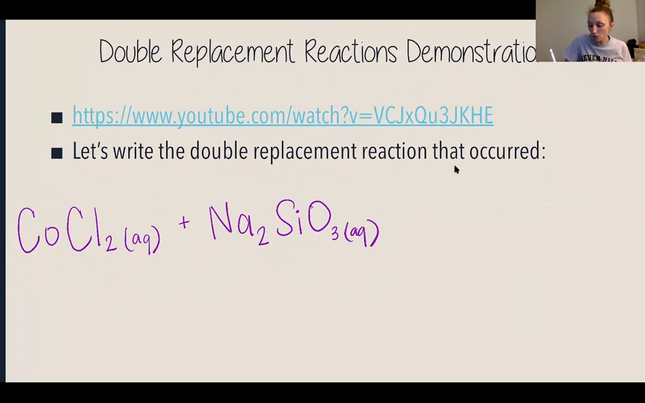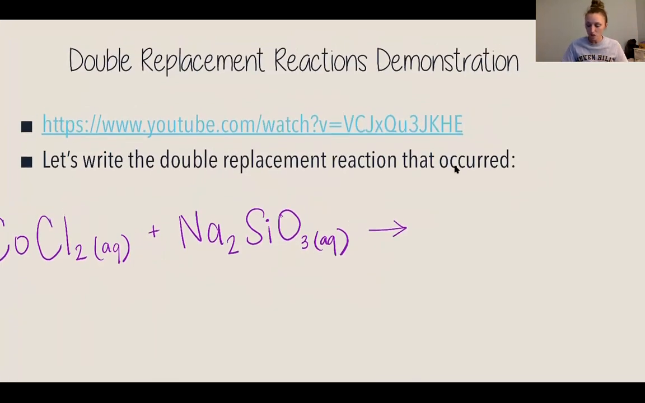In the video, you saw and you were told that the products of that reaction were cobalt-2 silicate and sodium chloride. So cobalt-2 silicate was that really chunky blue precipitate, and then sodium chloride was the clear looking solution that you could see at the bottom of the cup once things were mixed together.